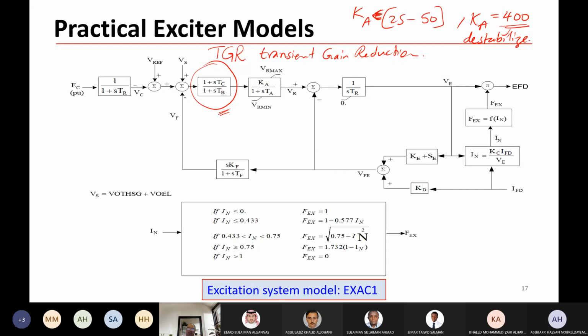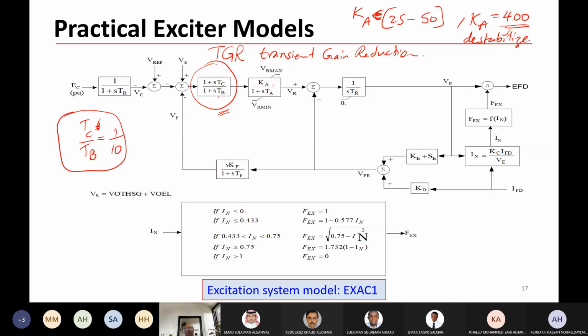This is the transient gain reduction block. You can have the KA very high, but when we have a transient, this block will reduce the KA. Usually TC over TB equals 1 over 10. We select in this block TC equal to 1, TB equal to 10.